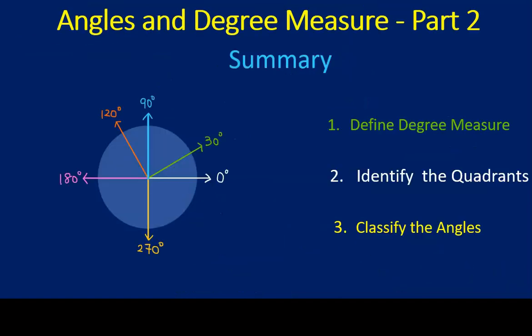In summary, we first defined degree measure, and then we identified the 4 quadrants, and lastly, we classified all the angles. In the next video, we will use the coterminal angle formula to find positive and negative coterminal angles.